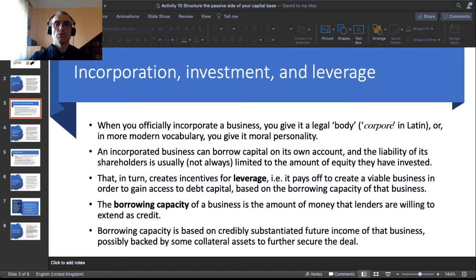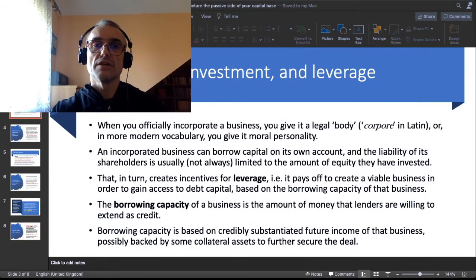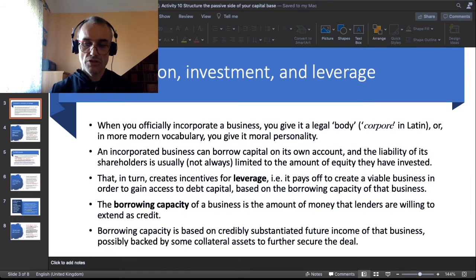The bottom line is that when you incorporate a business, that business can borrow money on its own account, and your liability for the borrowings or for the debts of an incorporated business are essentially equal to the amount of money you have invested in the equity of that business. Mind you, there are exceptions. There are certain types of business partnerships when at least one of the partners is fully liable for all debts. Fully means with all the assets he or she has. Yet, in most cases, in incorporated businesses, each business partner is liable just with the amount of equity they have invested.